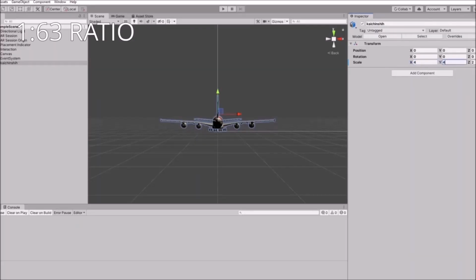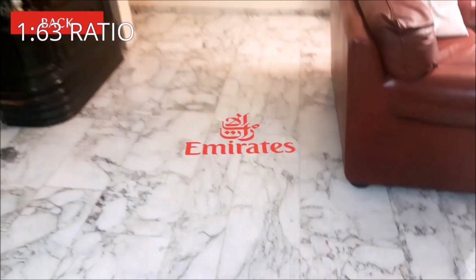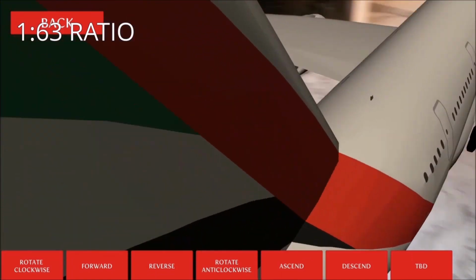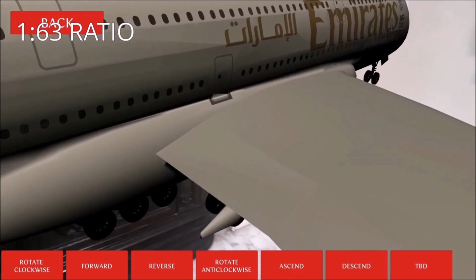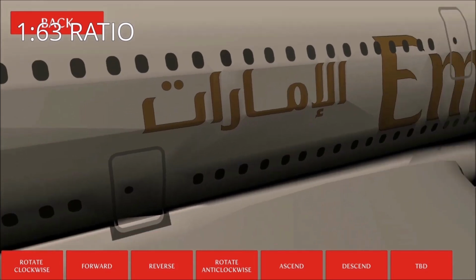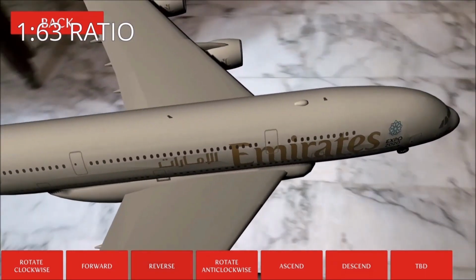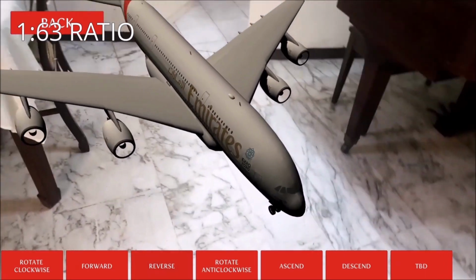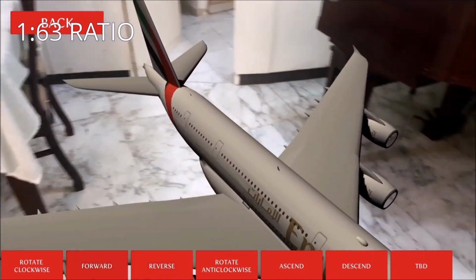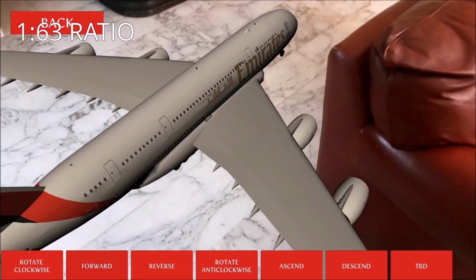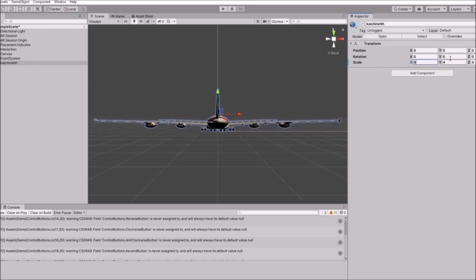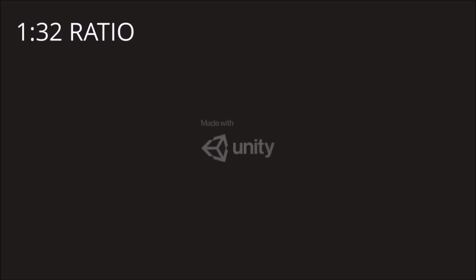Yep, we go even bigger. To be honest, I haven't tested the aircraft in an outdoor area. I'm wondering how it looks. Yep, and we go even bigger.